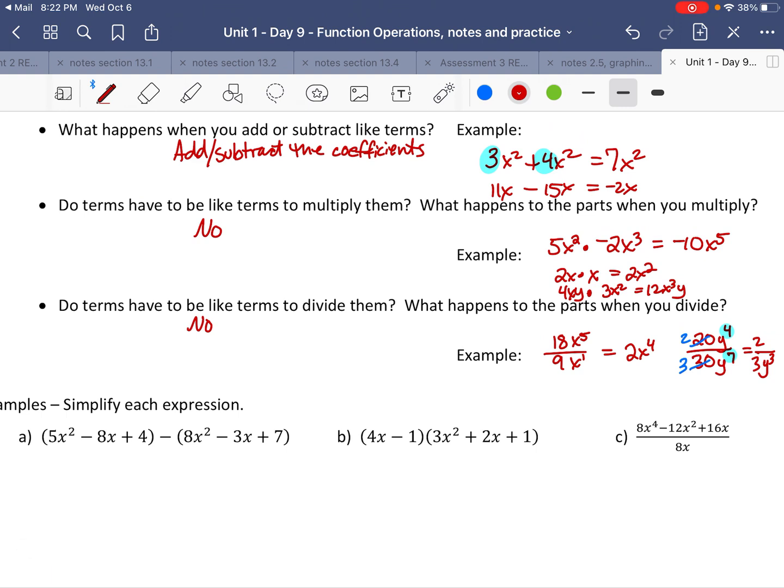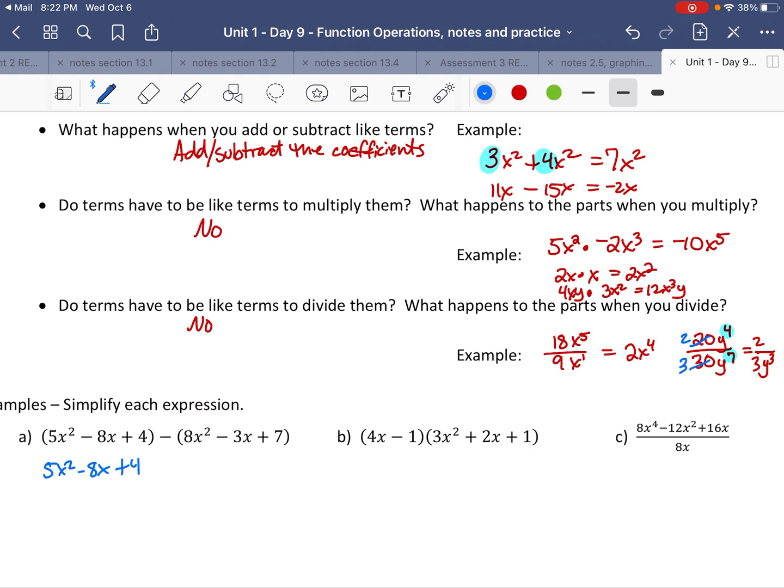So when you subtract, remember that the parentheses in front is going to stay the same because there's nothing in front of this parentheses right here. So there's nothing in front, so I can just basically drop those parentheses. That's 5x squared minus 8x plus 4. But this negative sign here has to be given, kind of like multiplying or distributing, to each part.